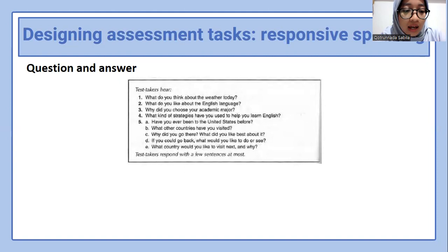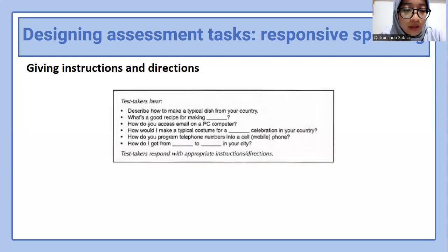This is the eliciting instructions or the direction. You can see the picture in the slide. So the test taker will hear several questions, and then the test takers respond with a few sentences at most. And then giving instructions and directions.